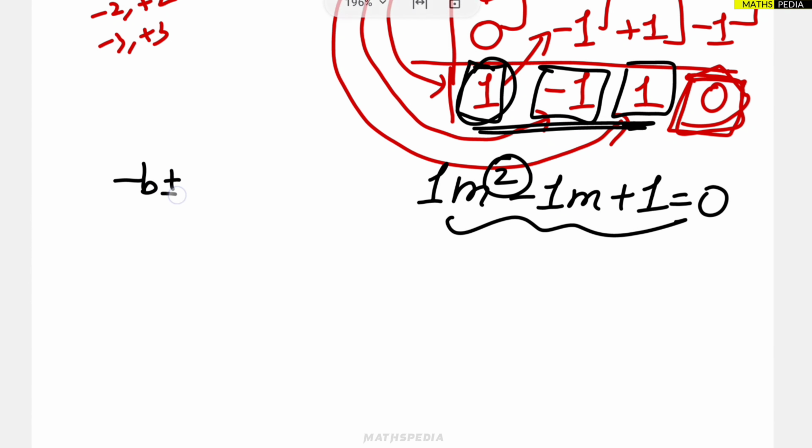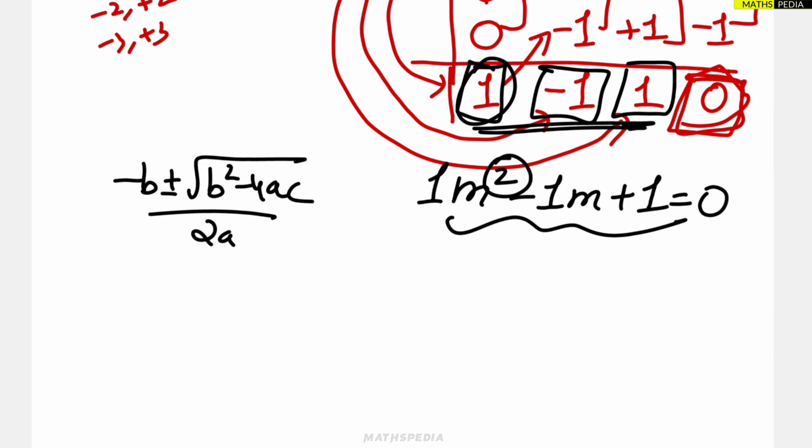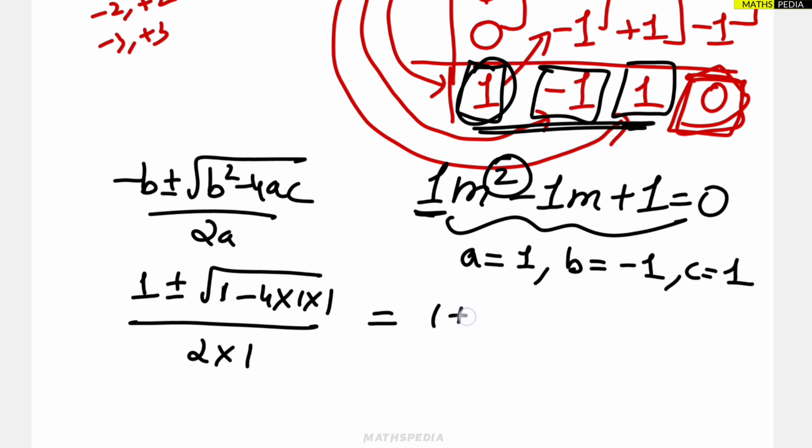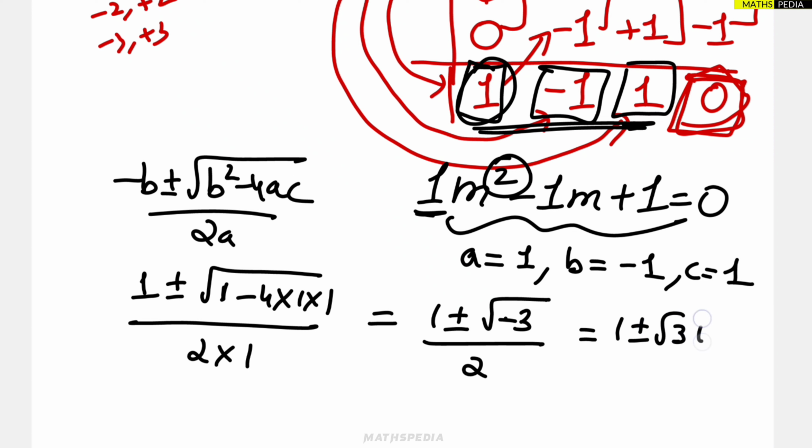Quadratic formula: minus b plus or minus square root of b square minus 4ac, by 2a, where we have to find a, b, c. What is a, b, c here? The a value is the coefficient of m square, 1; b value is minus 1; and c value is 1. Substitute here. So minus of minus 1 is plus 1, plus or minus square root of b square, minus 1 square is 1, minus 4 into a value 1, c value 1, so 1 into 1, divided by 2 into a. So you will be getting 1 plus or minus square root of minus 3, divided by 2. So the square root of minus 3 will be 1 plus or minus square root of 3 i, divided by 2.